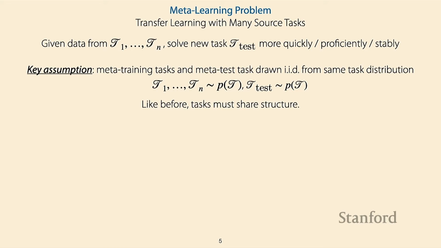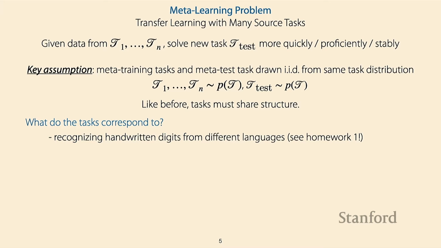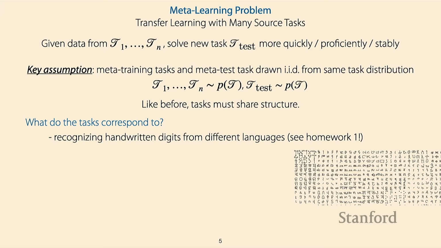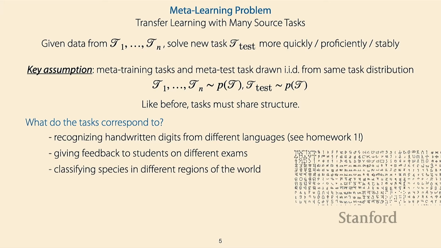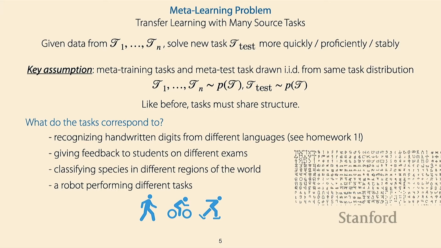Like before, we want the tasks to share some structure, and the tasks could correspond to lots of different things. So in homework 1, the task will correspond to recognizing handwritten digits from different languages, shown here. We'll also look at an example where different tasks correspond to giving feedback to students on different exam problems or different assignments. We'll look at one example where different tasks correspond to different regions of the world, and you might want to classify species in those different regions of the world. And the tasks could also correspond to something like robots performing different tasks.